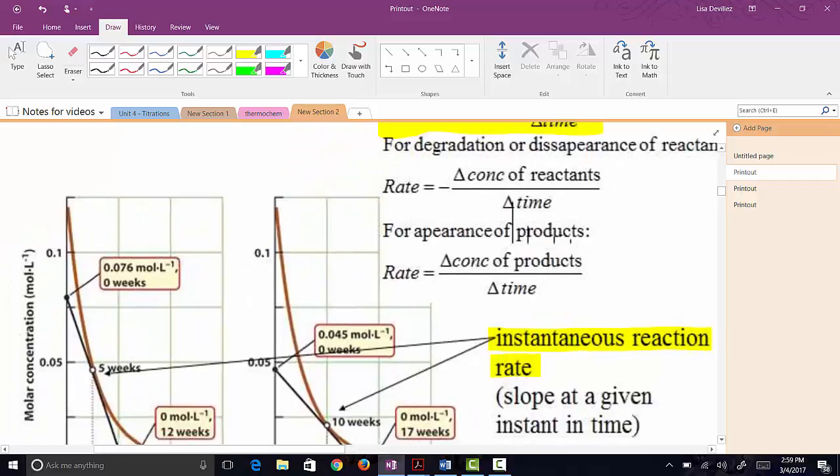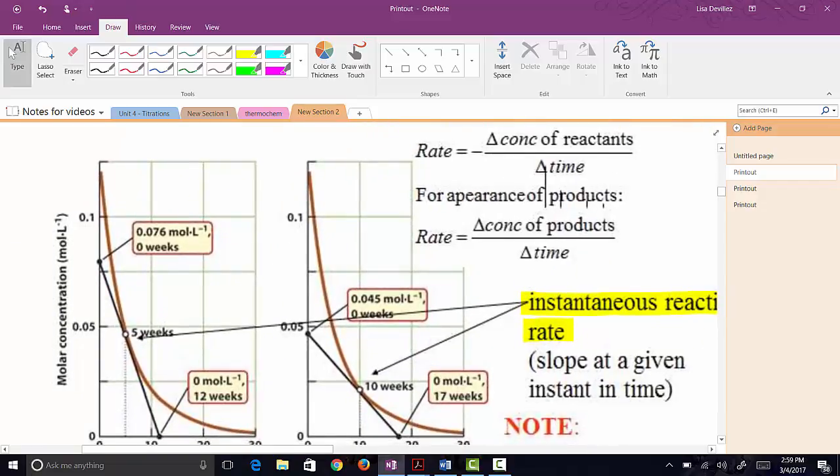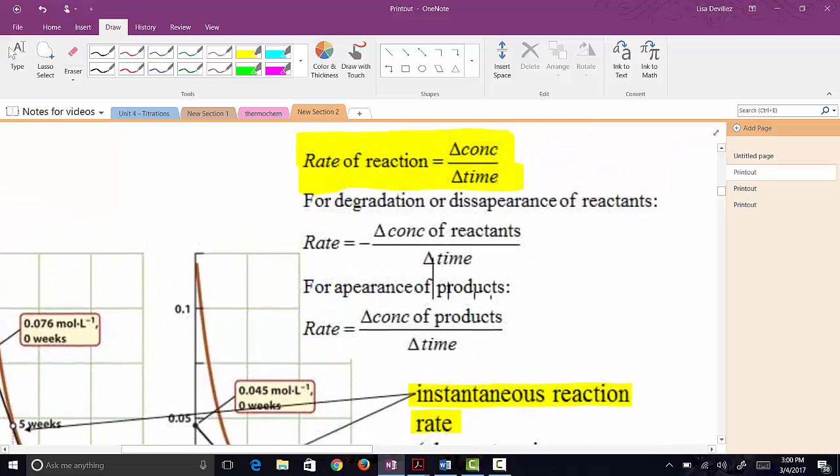But one of the things to note is that if our change in time occurs up here at the very beginning of the reaction, then it's as linear as the curve can possibly be at that point. And so we can get pretty close to an instantaneous rate of reaction with that approximation taken at the beginning of it.